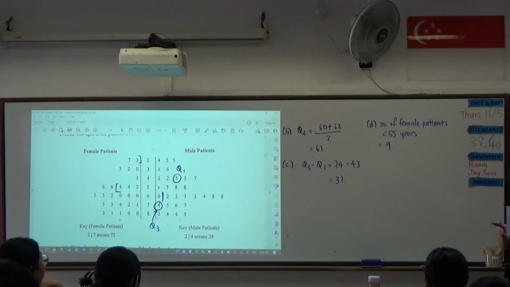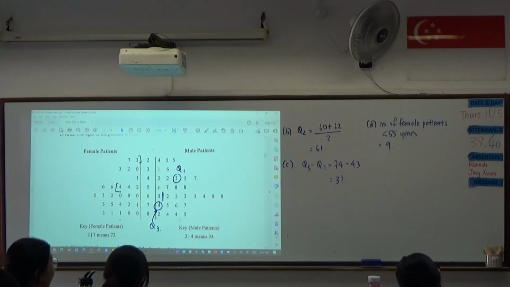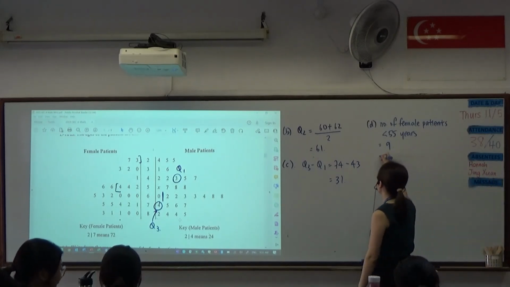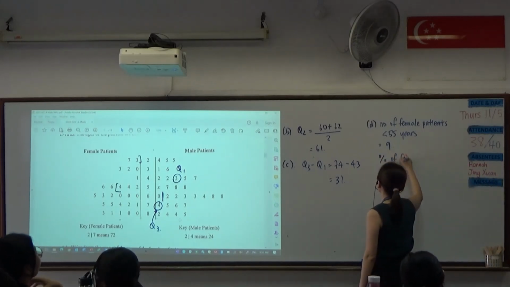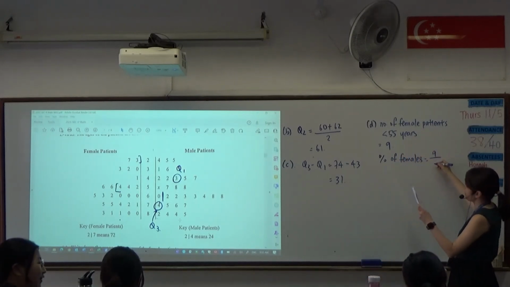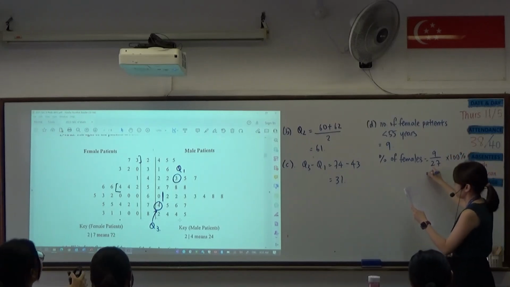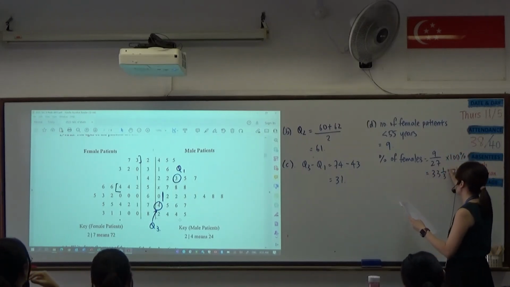Okay, and since the question said that the percentage is the same, percentage being the same doesn't mean that the quantity is the same. Alright, so we need to find out what is the percentage of females. That will be 9 out of 27 people times 100%, and we get 33 and 1/3%.